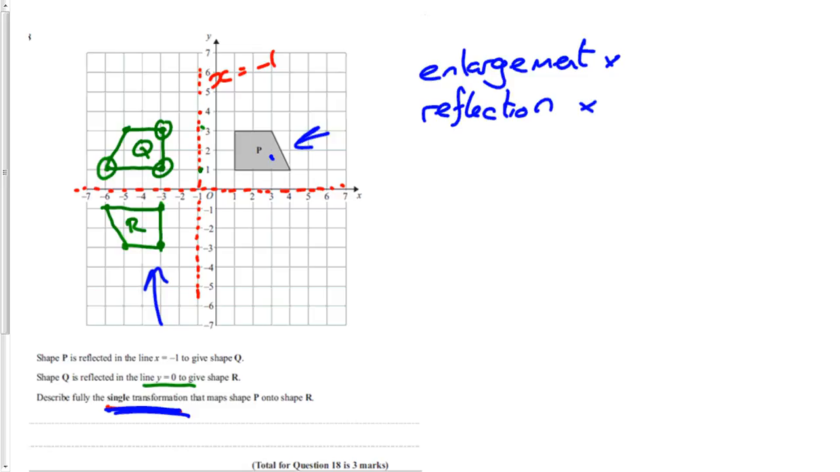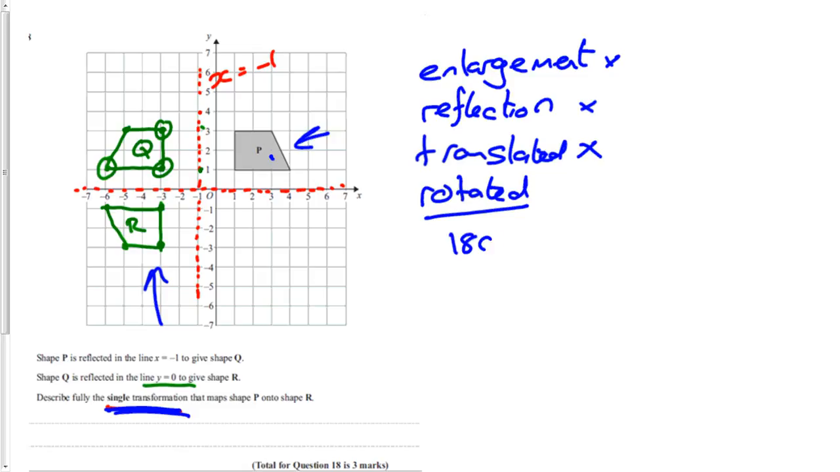Has it been translated? Now, translated simply means being picked up and moved. But it hasn't been picked up and moved to there because it's not the same direction, so it's not a translation. What's happened is it's been spun around, so it's been rotated. And you're going to get 1 mark for using the term rotation. Now, it's actually been rotated 180 degrees because it's not a quarter turn, it's a half turn.